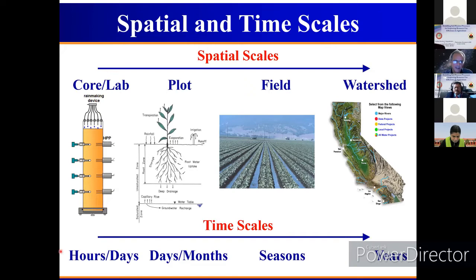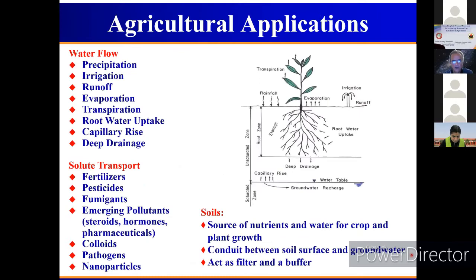Similarly, with respect to temporal scales, the models can be used for short-term experiments, which last hours and days. One can apply them for months, seasons, many years, and hundreds of years, especially in climate change applications. The models have a very large number of applications because they are written in a relatively general way. I typically divide these applications into three groups: agricultural applications, industrial applications, and hydrological and environmental applications. In the agricultural applications, we typically deal with the water balance in the root zone, and with processes such as precipitation, irrigation, runoff, evapotranspiration, transpiration, root water uptake, capillary rise, and deep drainage.